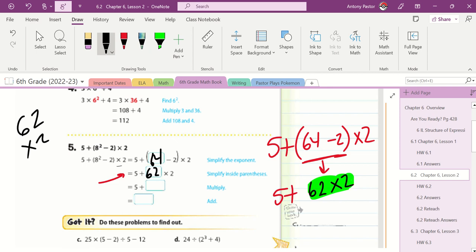2 times 2 would be 4. And this pen's not working. 6 times 2 is 12. So it's 124. So this would then become 5 plus 124, if my pen would decide to work. There we go. 124. And then I'd add that together to make 129.